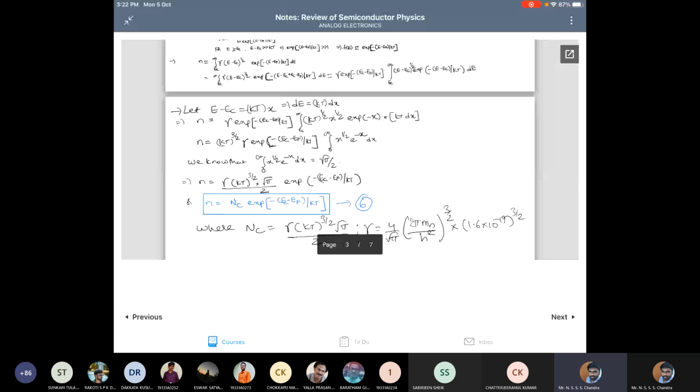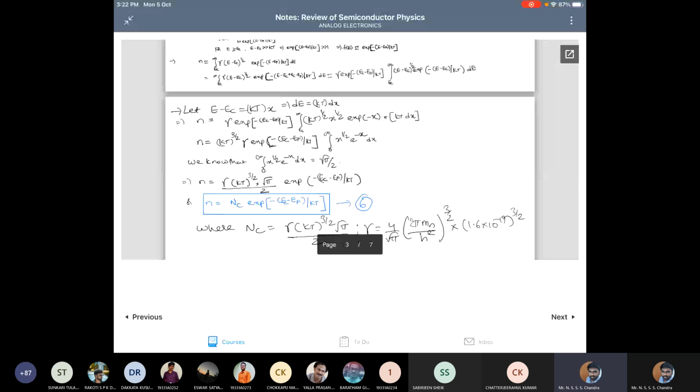Now the limits we have to change. If we place E equal to Ec, x will become 0, so the lower limit has now become 0. And if we place E equal to infinity, x will become infinity. So the integral has now changed to limits 0 to infinity. If you bring out all the terms independent of x, we'll have an integral only in x: integral 0 to infinity x^(1/2) e^(−x) dx.